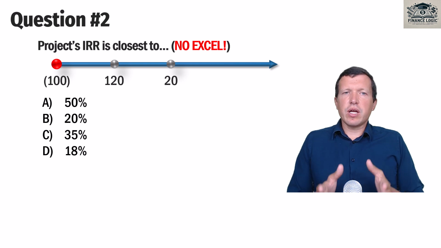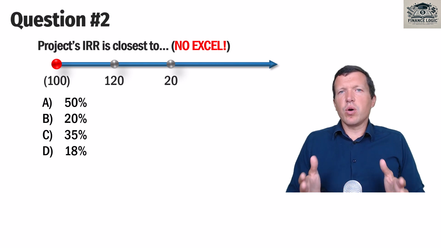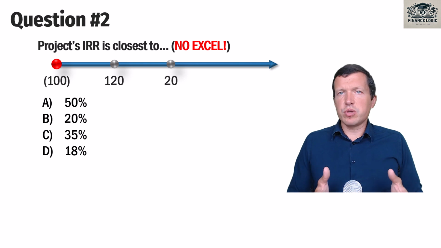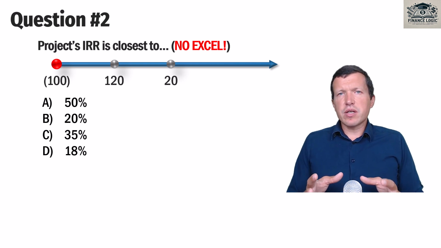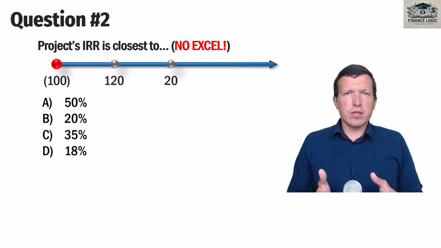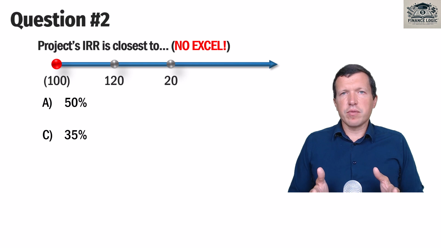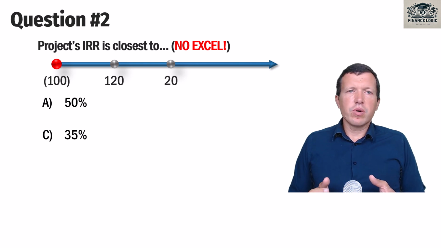In this case, we have 120 and also we have 20 in year number 2. It's additional cash flow that makes our IRR more than 20. So obviously we can exclude B and D. Now we have to choose between 50 and 35.